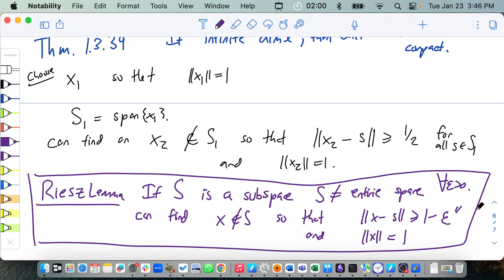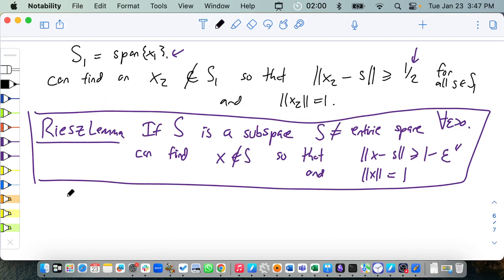We are going to skip it, though, so you have to believe me on Riesz's lemma. And I'm only using it with a half. Riesz's lemma is good all the way up to 0.99999, and I'm only using 0.5, so I'm using a baby version of Riesz's lemma. Okay, so I found this point x1. I found this point x2. x2 is nowhere near x1.